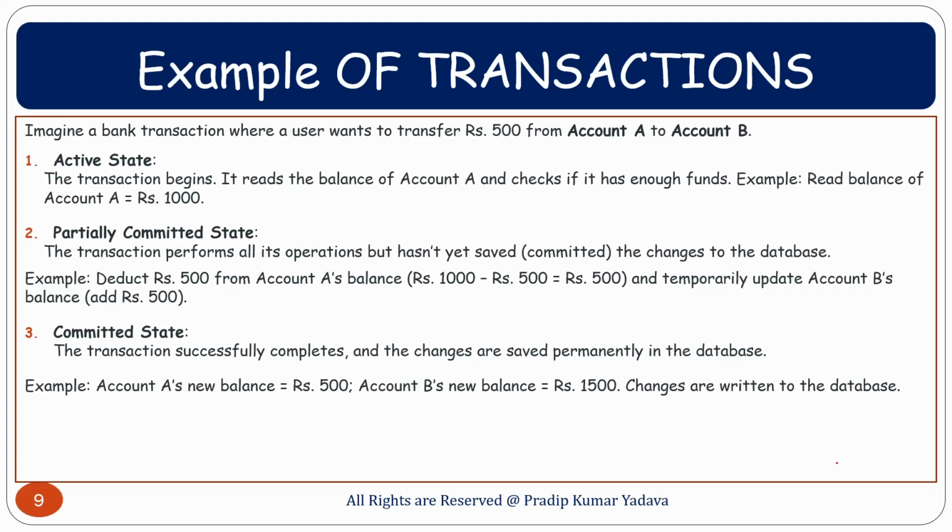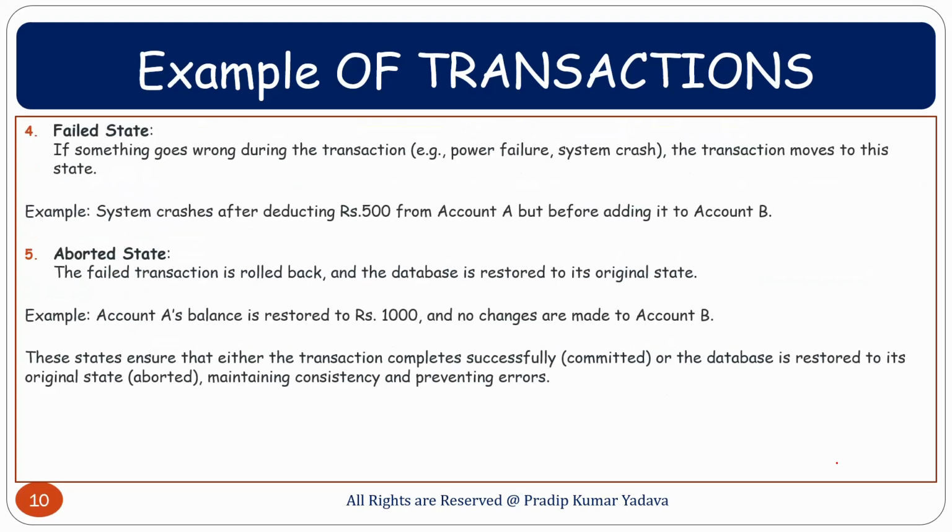Now, what is partially committed state? Just the user wants to deduct 500 from the account A balance, meaning that it will become 500, and temporarily update account B balance, added 500. Okay. Now, what is committed state? So after completion of transaction, now A has 500 and B has 1500. Means changes are written in database. So this is the whole concept of transaction.